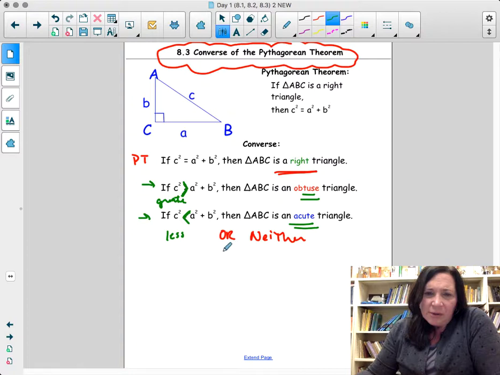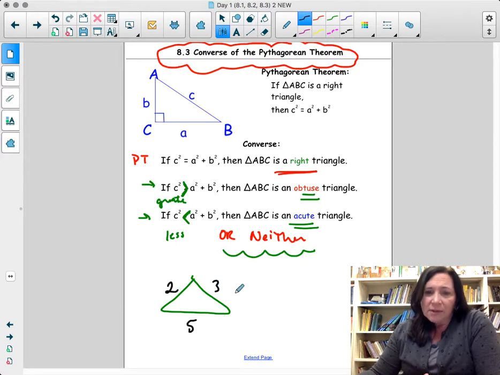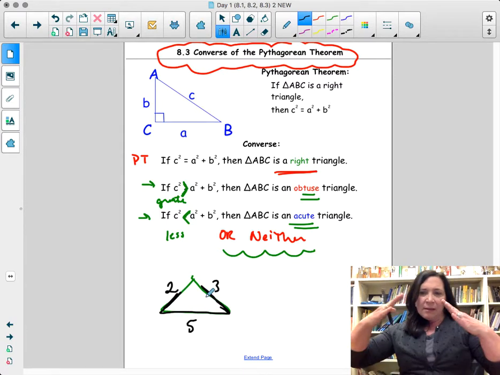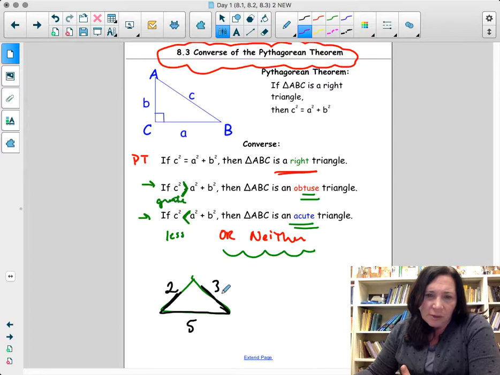Now, I want you to see what I wrote: or neither. Neither, because remember the 3 sides of a triangle? Do you remember the rule that says the sum of two sides has to be greater than the third side? So you need to remember that. If you have 2 and 3 here, 2 plus 3 is 5. You can't have this be 5 because the sum of two lengths has to be greater than the third side. And if it's not, this triangle doesn't exist. It probably looks something like this, just flat. It doesn't exist, okay?